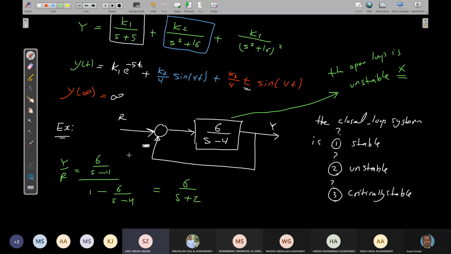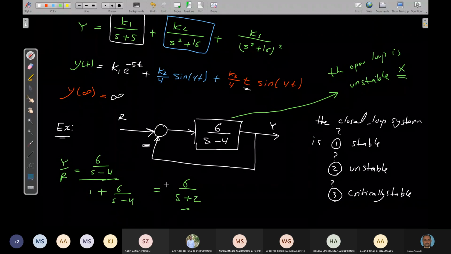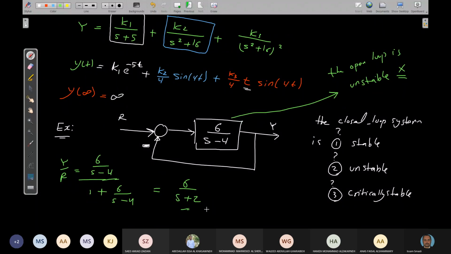Doctor, it should be 1 plus 6 over s minus 4. 1 plus, yeah, and I think I did that here. Correct? Yes, this is correct. And maybe here I'm missing, it's 1 plus, yeah, thank you. But this answer is correct, actually. I'm adding, huh? That was the one for the positive feedback.